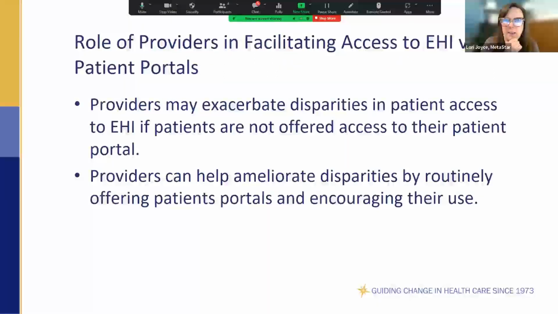It also really highlighted the important role of providers in facilitating access to health information via portals. Providers may be exacerbating disparities by thinking, oh, this person maybe doesn't speak English well, and so I don't know that the portal, ours is only in English, is for them. But many times family members can help. And providers can also help ameliorate disparities by routinely, just out of practice, offering patient portals to all patients and encouraging use.